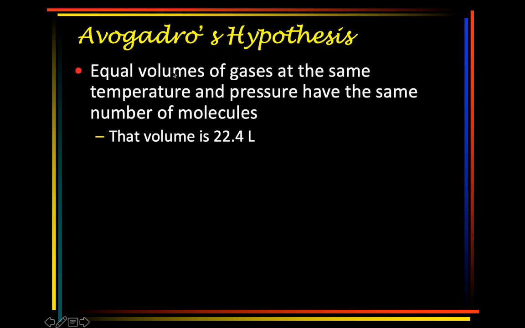We know that the volume has to be 22.4 liters. So if you have 22.4 liters of carbon dioxide and 22.4 liters of water vapor, at the same temperature and pressure, like they're sitting next to each other on a lab counter, they will have the same number of molecules. Now, the temperature and pressure can't just be any degrees or any amount of pressure.